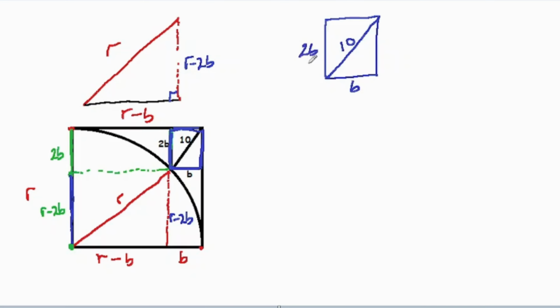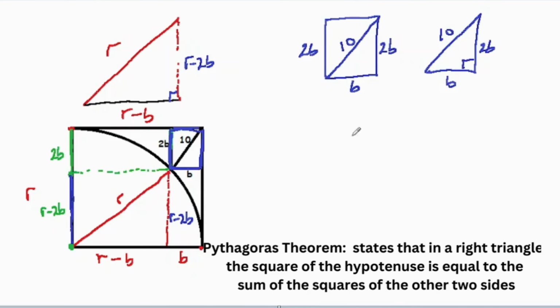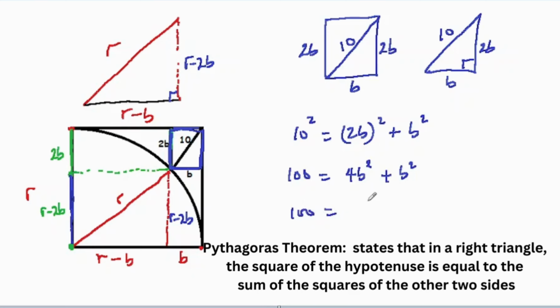So if this side is 2B, here is also going to be 2B. So we have a triangle again. So we're going to use Pythagoras theorem to solve this. And the hypotenuse side is 10. So 10 squared is equal to 2B squared plus B squared. So this is 100. 2B squared is going to give us 4B squared plus B squared. So 100 is equal to 4B squared plus B squared, that is 5B squared.